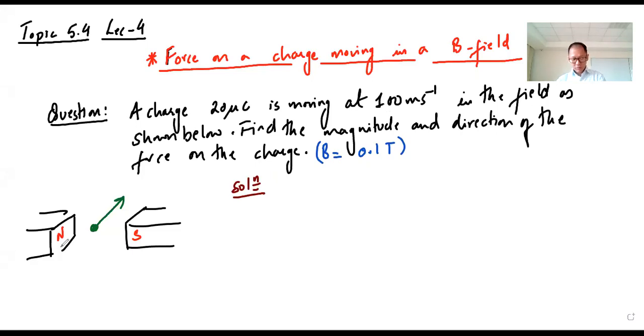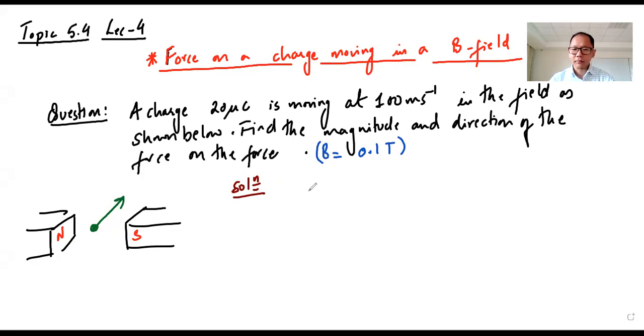Okay, so let us do one simple question here. If we have a charge of 20 microcoulomb moving at 100 meters per second in the field as shown below, we have to find the magnitude and direction of the force here.